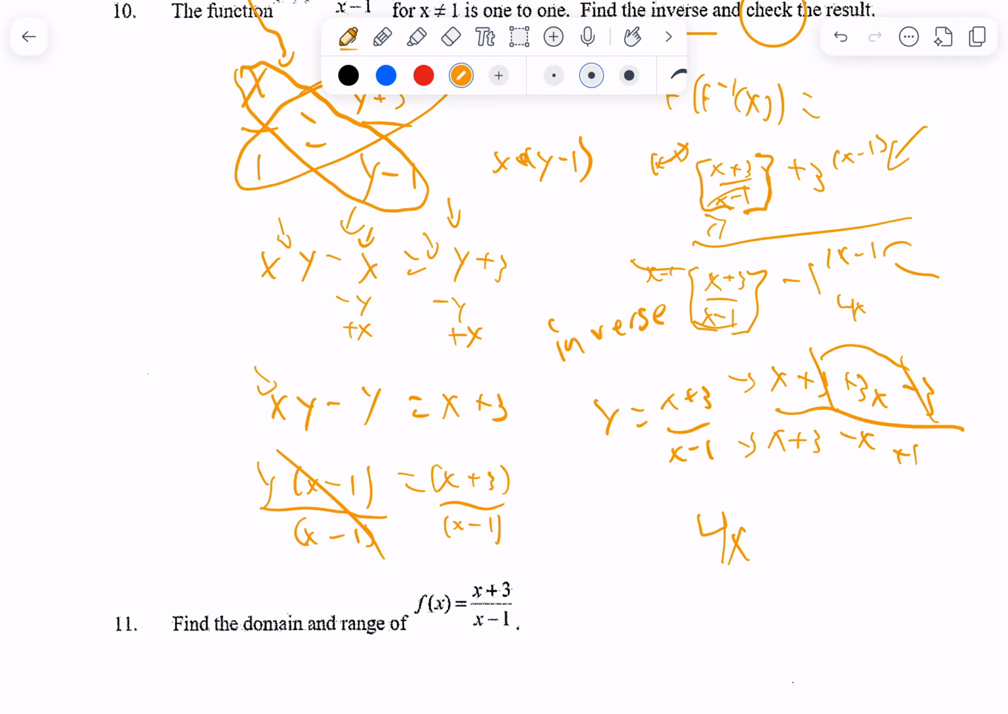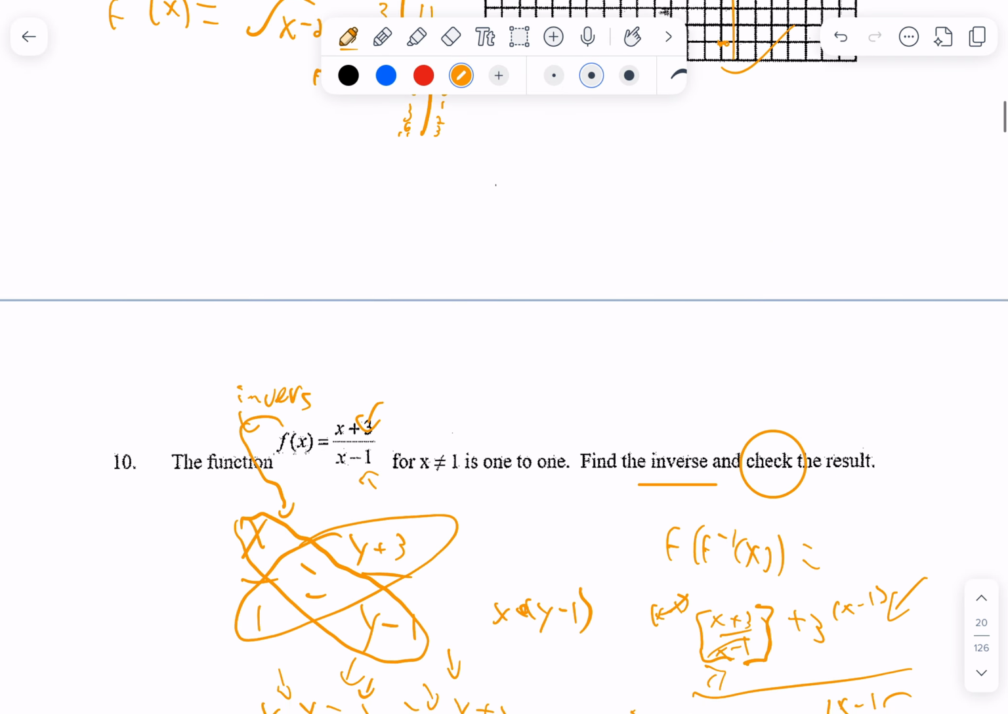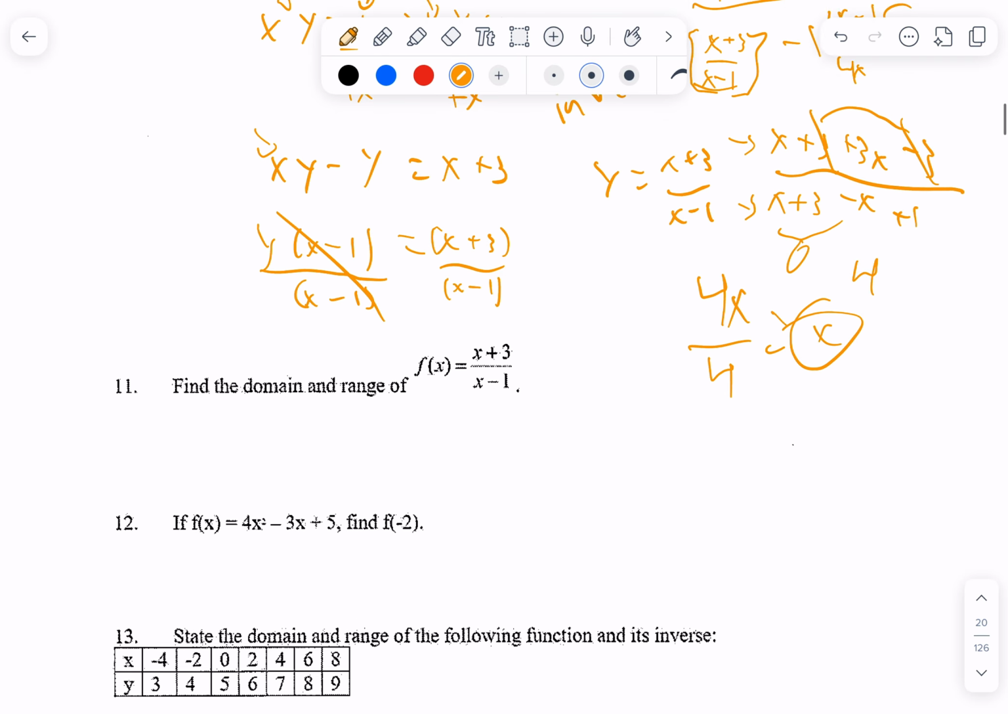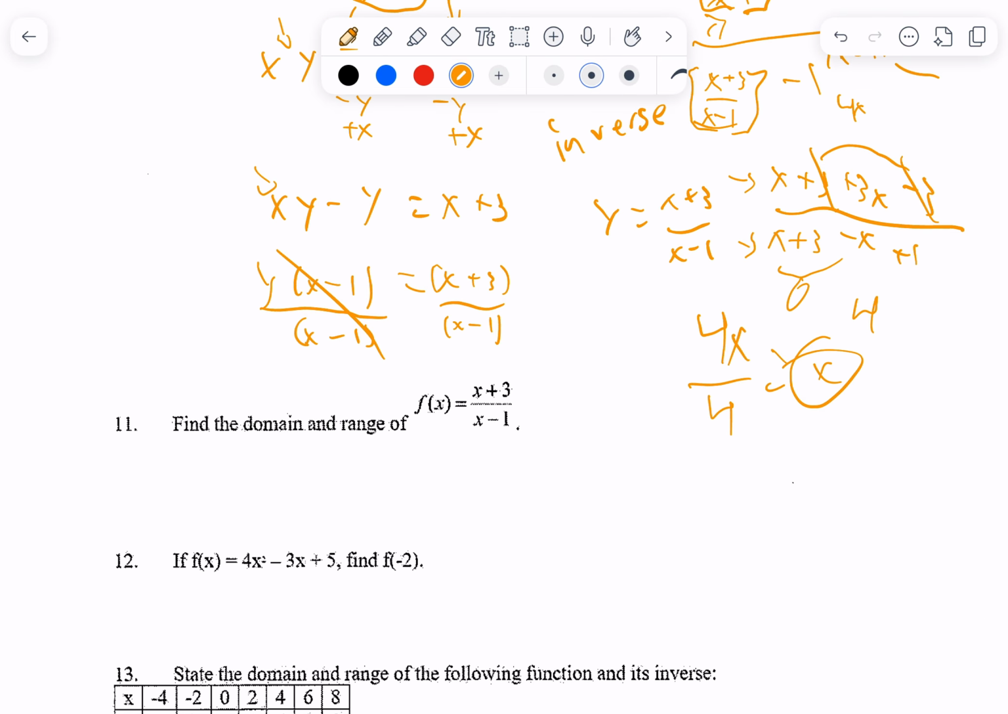Now the bottom part, 3 plus 1 is 4. x minus x is 0. So 4x over 4, which simplifies down into x. And that's the answer. That's how you check it. Make sure it works. And since it equals x, it works.